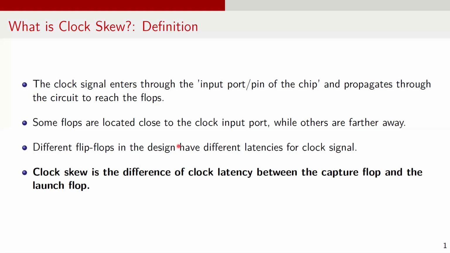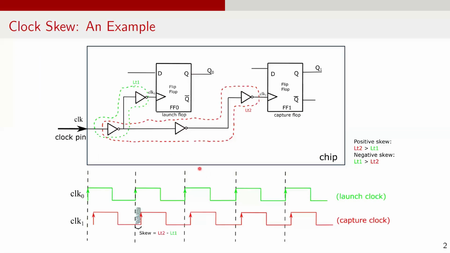Just a quick reminder, a launch flop is the flip flop that outputs data that needs to be captured by another flip flop. The capture flop is the flip flop that receives and stores data from the launch flop. For correct operation, the capture flip flop must meet its setup and hold requirements to ensure that the data is stored reliably and without errors. In the diagram shown over here, we have a circuit with two flip flops. Consider flip flop FF0 as the launch flop and FF1 as the capture flop.